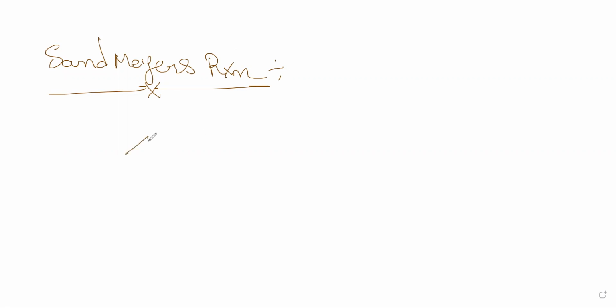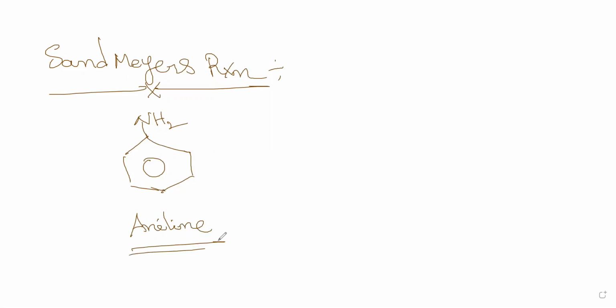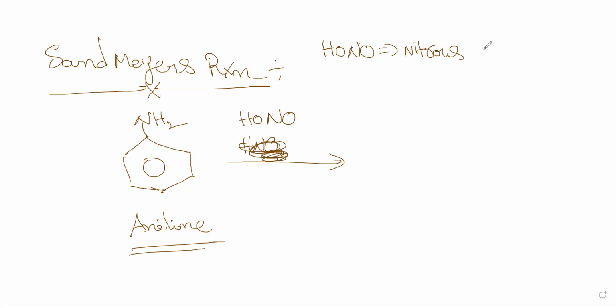So we deal with something called diazonium salts. For that, this is aniline. Over the benzene ring, if you have an NH2 group, that is called aniline. Aniline is treated with, sorry, not HNO3, it is treated with HONO. HONO is called nitrous acid.